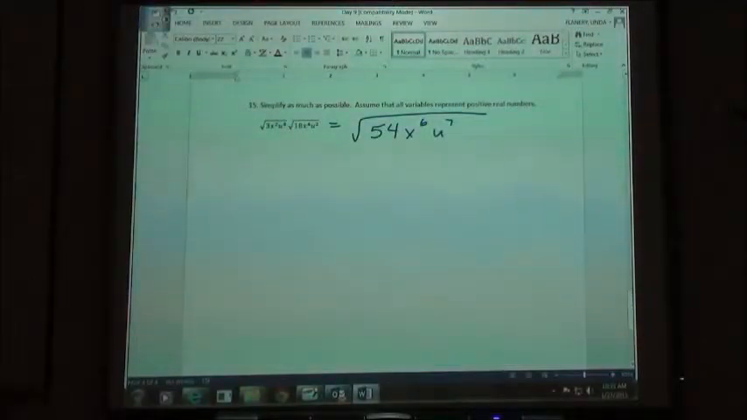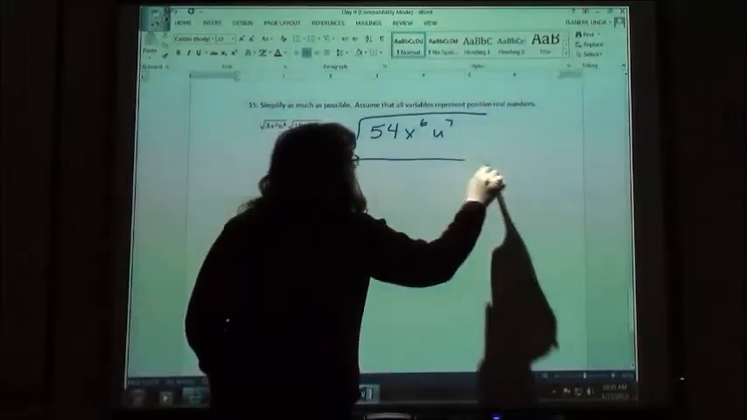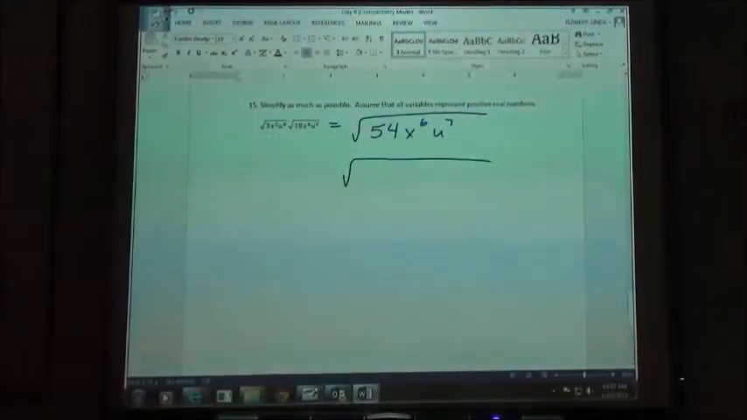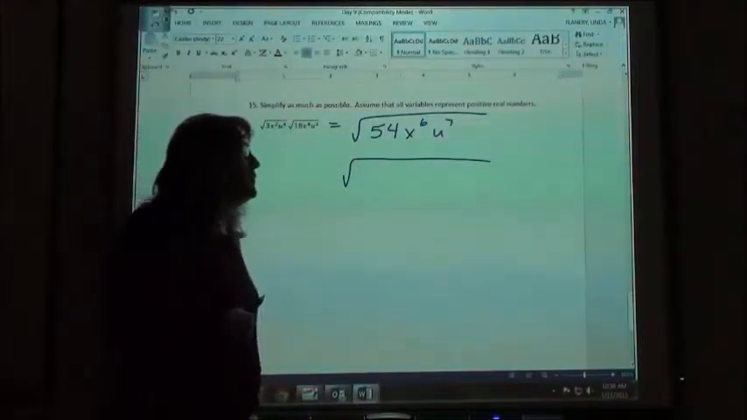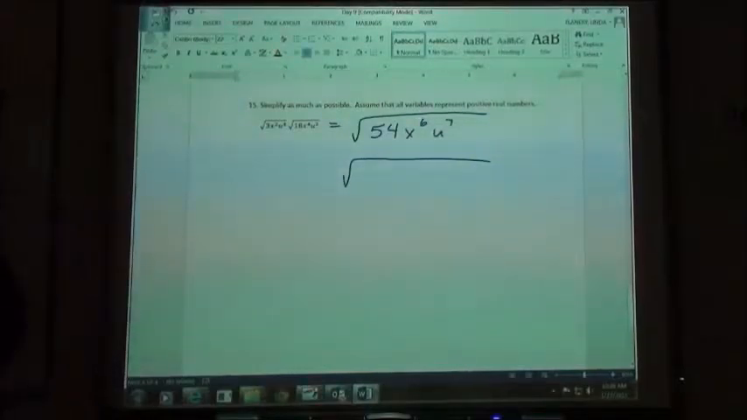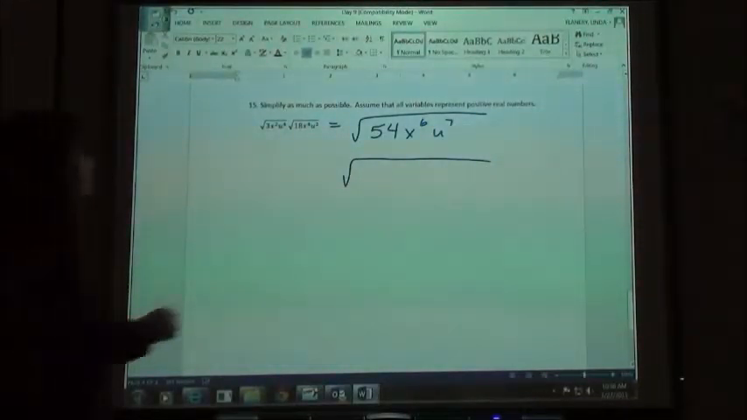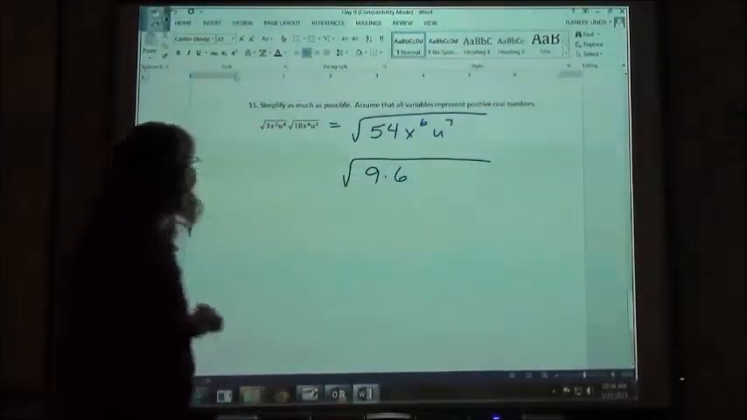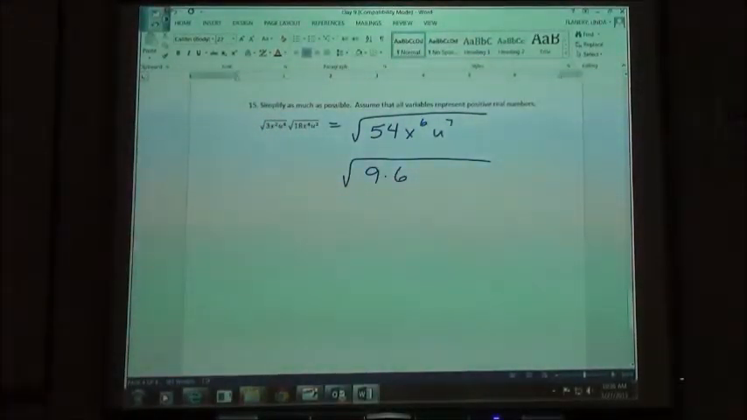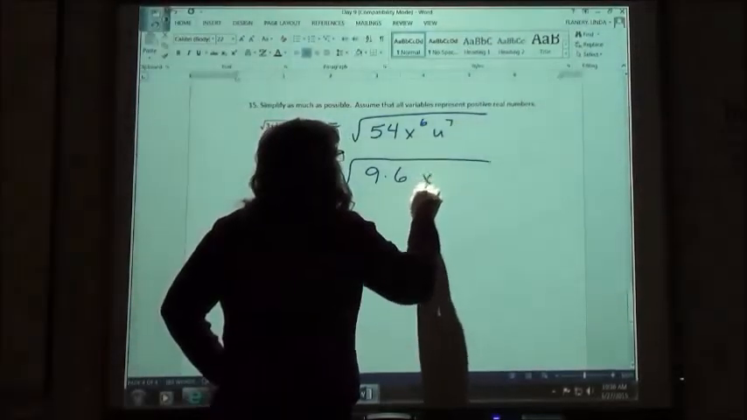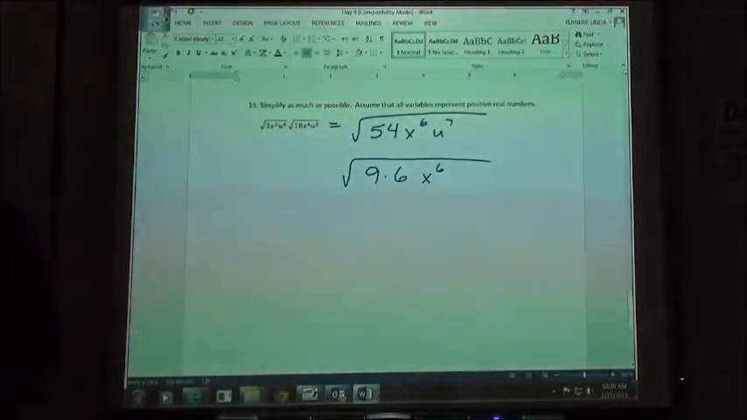This one's not a perfect square, right? 54 is not a perfect square. I've got to work with this one. 54 can be factored into... What number is your perfect square that divides into 54? 9 times 6, right? 9 is a perfect square. So 9 times 6 is the pair of factors you'd want to use for 54. We have an x to the 6th. We're leaving that one alone. We have a u to the 7th, however, that we need to fix.